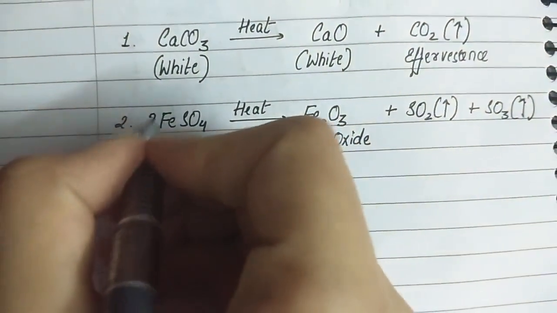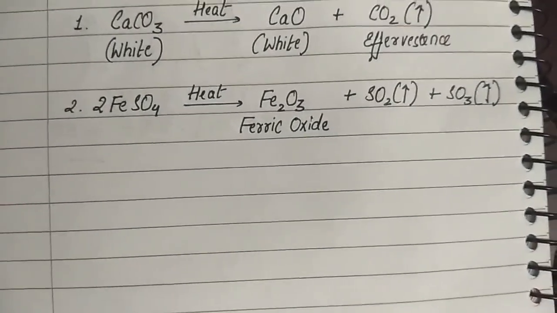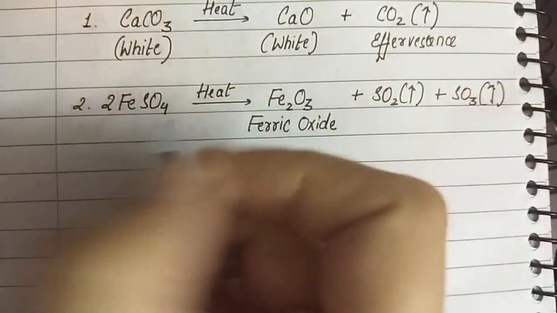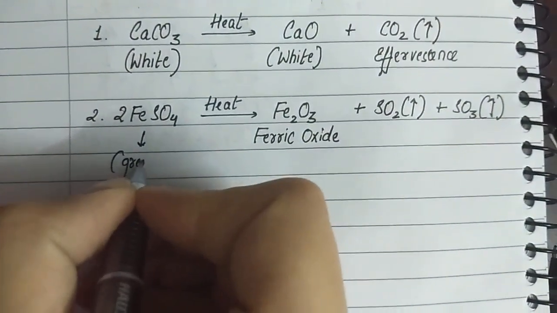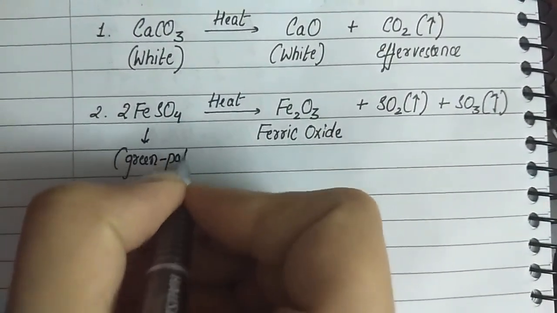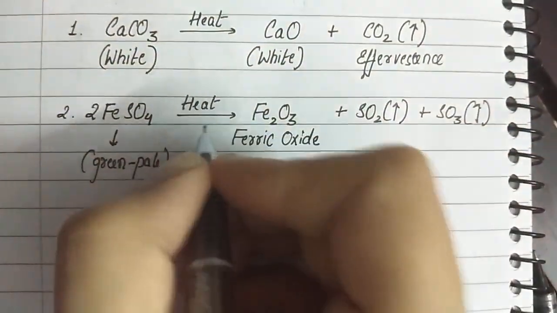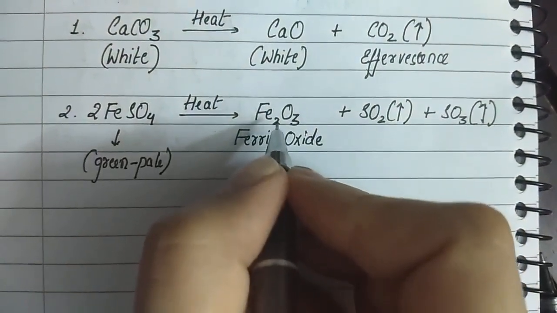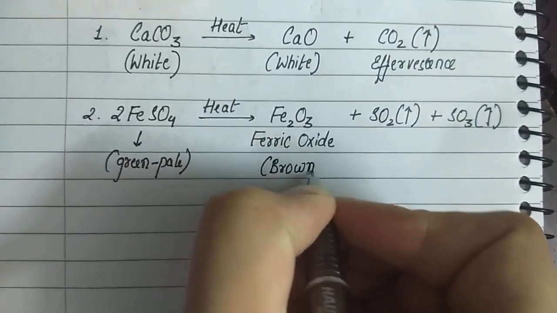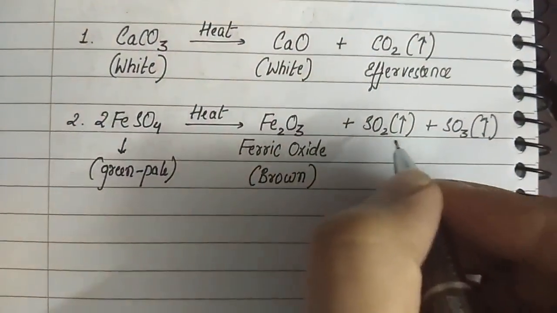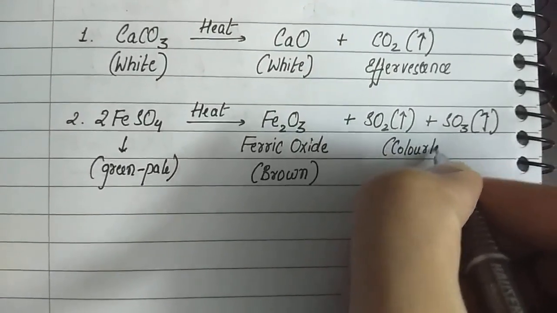Let me balance the equation. Okay, now what do we observe in this reaction? What are our observations in this reaction? That this ferrous sulfate is a pale green colored solid. When it is heated, it turns to the solid ferric oxide, which is brown in color, along with the evolution of these two gases, which are colorless.